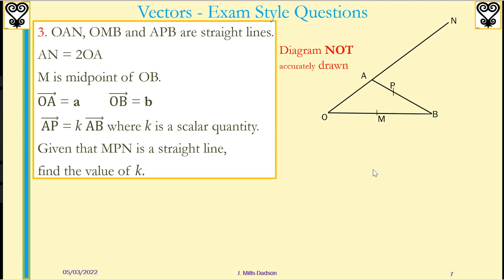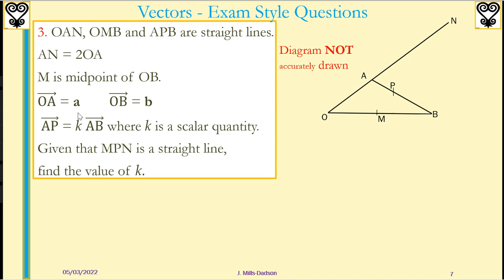So we have question 3. OAN, OMB, APB are straight lines. AN is equal to 2OA. M is the midpoint of OB.